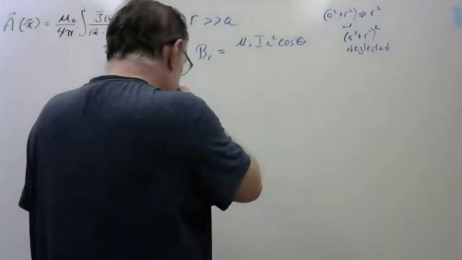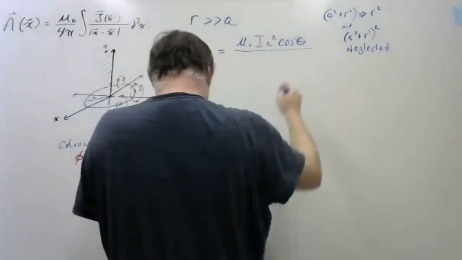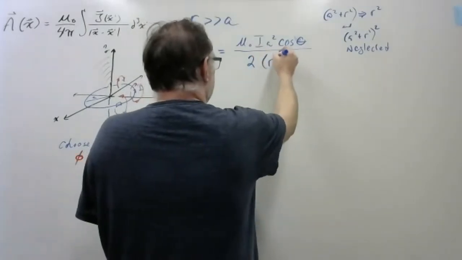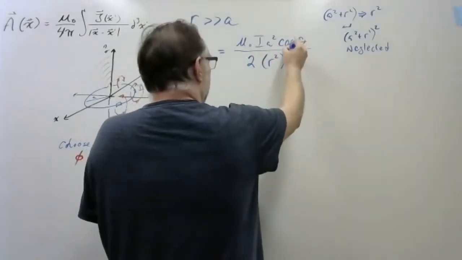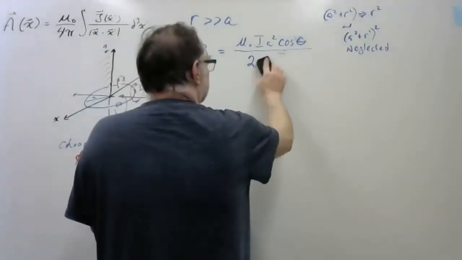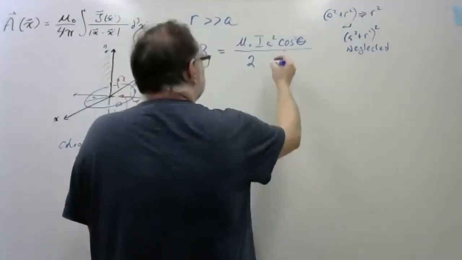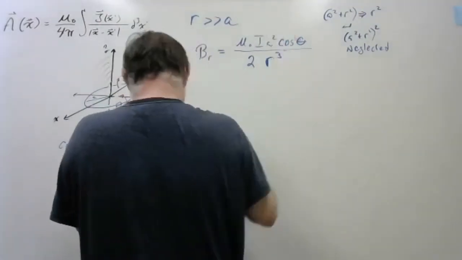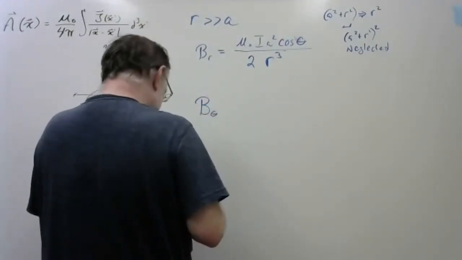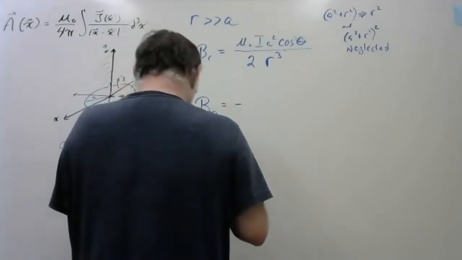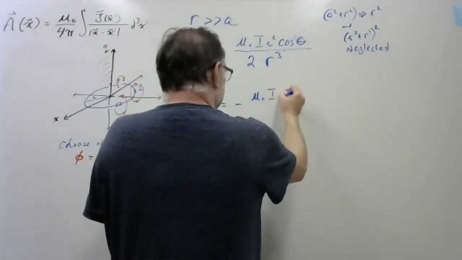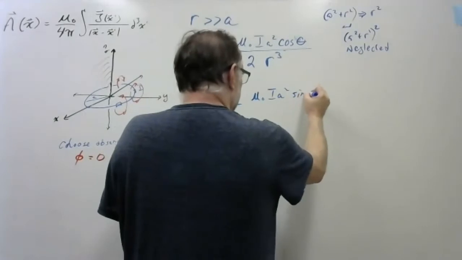Okay, so this equals this. We're going to divide by 2 times a squared plus r squared, but it's just r squared now, to the 3/2 power, which if we multiply this out, would be r cubed. Yeah, B theta, B in the theta direction, is this. Minus mu naught I a squared. Oh, I'm sorry, this is sine theta, not cos theta.